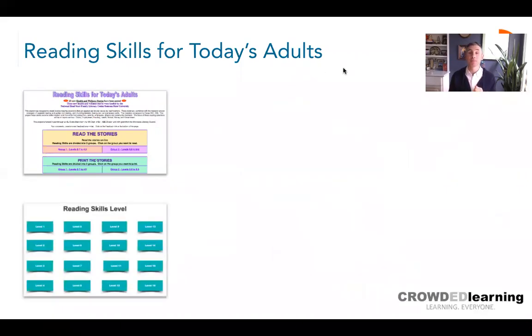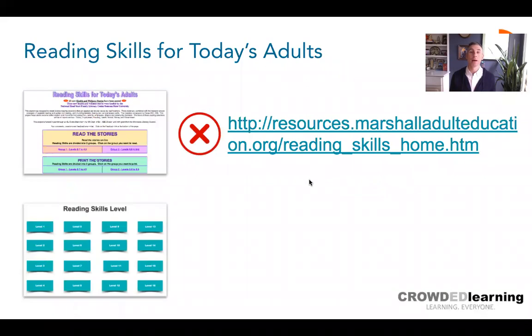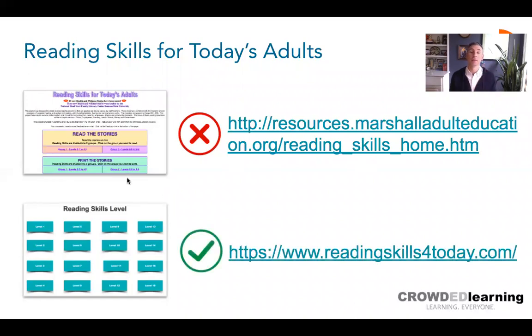But in terms of the format of these, and actually before I jump in, this is a resource that a lot of people in my travels have told me they're aware of and use because it has been out for a while. However, they just did an update and you're definitely going to want to make sure that you're going to the correct site. So if you were to Google Reading Skills for Today's Adults, it's going to bring you to this URL for some reason. I don't know why they don't just take it down, but it is not down as far as I know. You do not want to go to that because that is the old site and they did not have the Lexile levels.